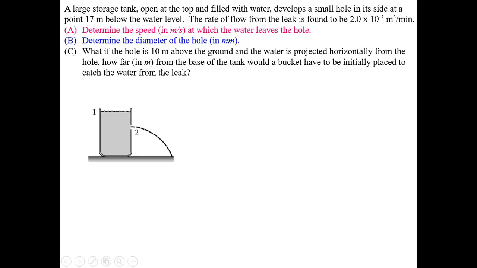All right, let's go and crack it up. If you need to, pause the video. Otherwise, keep up. Part A wants us to find the speed in meters per second at which the water leaves the hole. So again, here's the hole. It is located at a distance 17 meters below the water level.